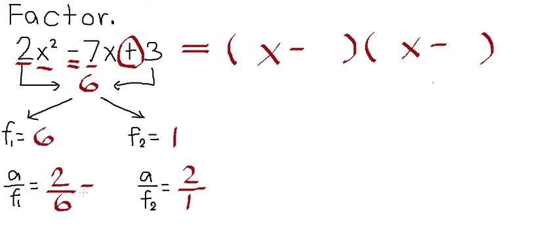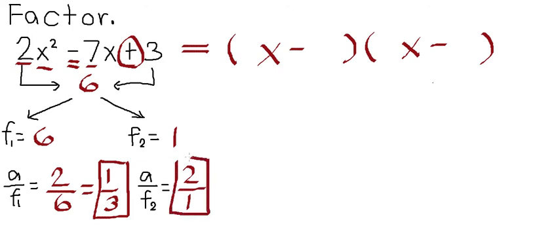Ang 2 over 6, malulowest term pa ba? Yes. Ang GCF ng 2 and 6 ay 2 because they are both divisible by 2. 2 divided by 2 is 1. 6 divided by 2 is 3. Therefore, this is the lowest term, 1/3. And ang 2 over 1 ba, malulowest term pa ba? May GCF ba ang 2 and 1 maliban sa 1? Wala na. So, this can be our final fraction, 2 over 1. Pag 1 na lang yung nasa denominator, okay na yun.